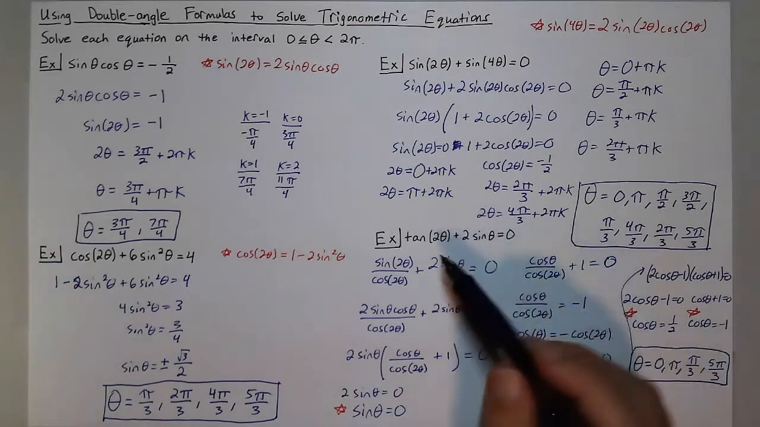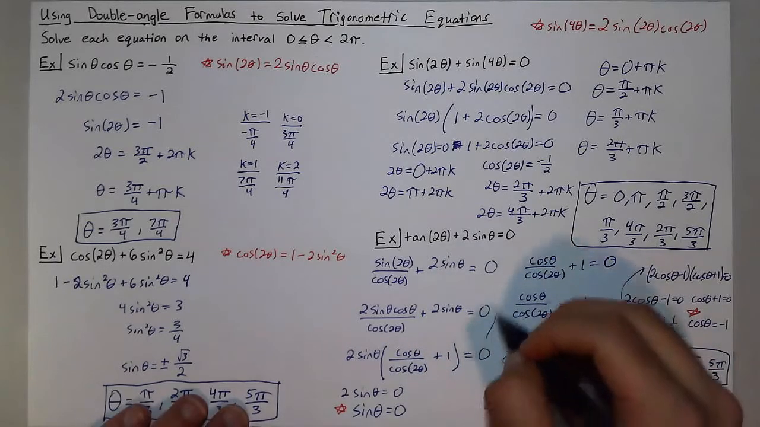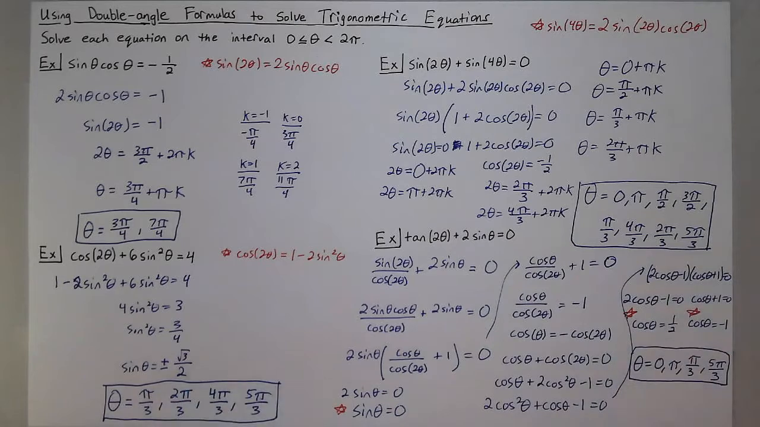So sometimes these equations could take a little bit of effort, but once you start solving a few of these, you'll be able to solve them quicker and quicker as you start to see the patterns earlier. And that is how you use double angle formulas to solve trigonometric equations.